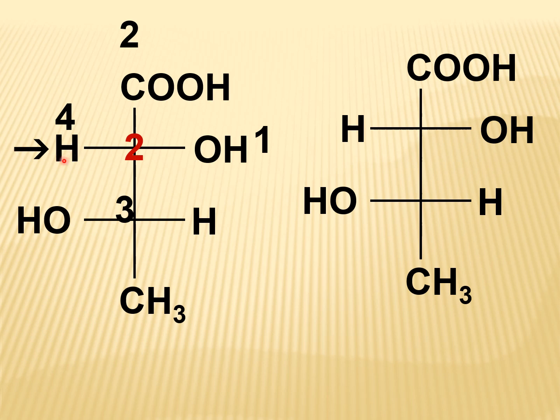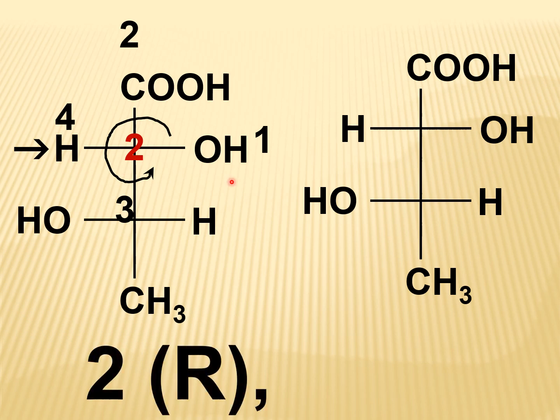The fourth priority group is horizontal, and then you move from 1, 2, 3. When we move from 1, 2, 3, the movement is anti-clockwise. But the fourth priority is horizontal, so anti-clockwise means it is R. So you have to write like this, 2R. 2 represents the carbon atom, the second carbon atom we are considering, so that is represented by this 2.